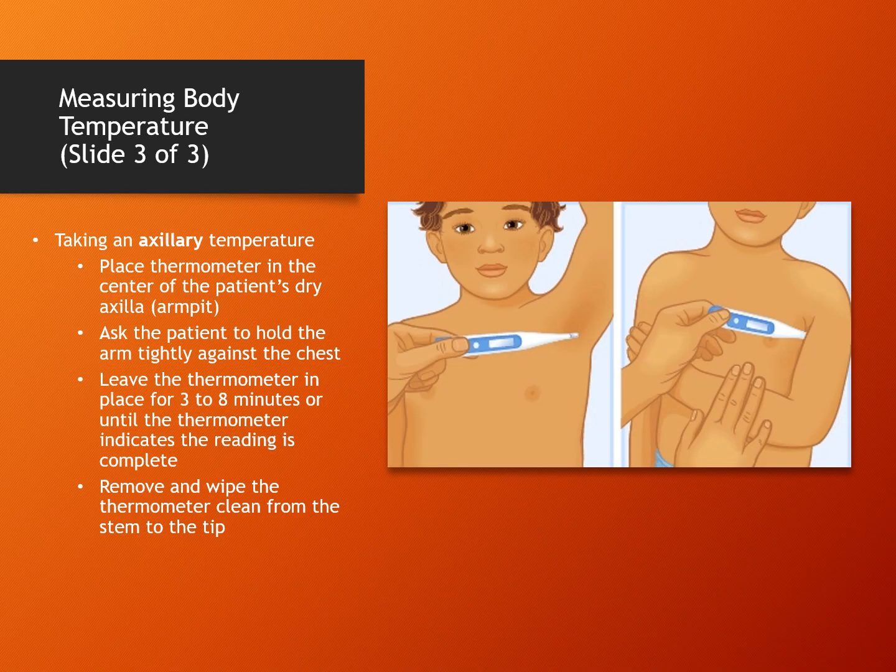Here's the axillary temperature. It goes up under the armpit. Place the thermometer in the center of the patient's dry axilla. So sometimes if it's wet and sweaty, you may have to get something to wipe it off and dry that area. Have the patient hold their arm tightly against their chest. It says leave in place 3 to 8 minutes, but again, that would probably be the older ones now. The digital ones are pretty fast.